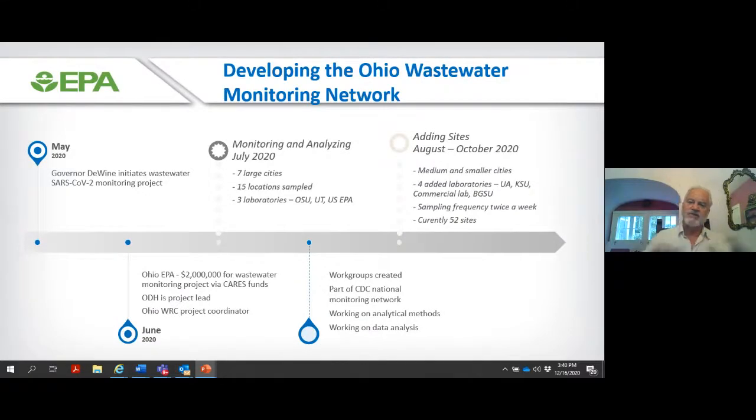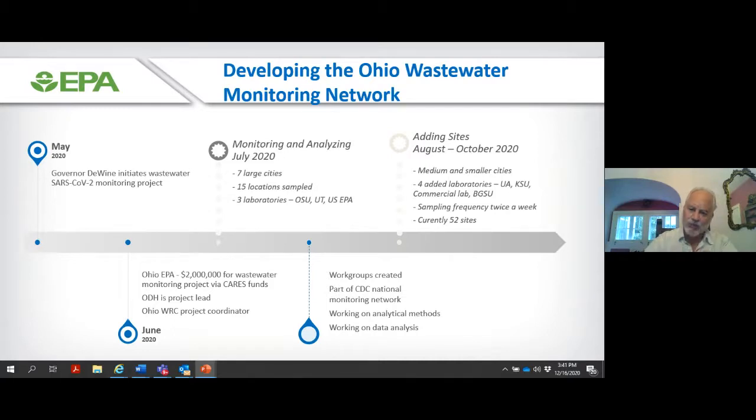And just a little bit of background, this timeline on that. It was started, the governor in Ohio, Governor DeWine, really at the end of May expressed an interest in implementing this. Ohio was able to use CARES funding to do this. The funding went through Ohio EPA, but Ohio Department of Health is really the project lead. And then they also have used the Ohio Water Resources Center, which is Ohio WRC there at the bottom. And this is an entity at the Ohio State University that its mission is to integrate across the state university.